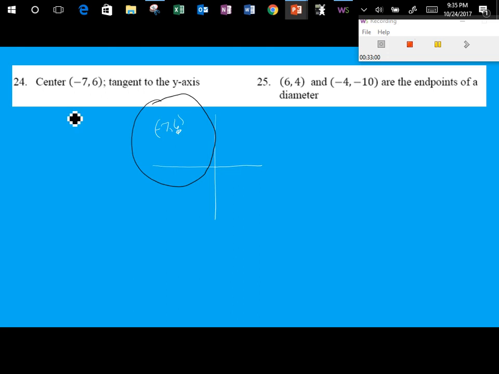Well, you already got part of your answer since you know the center. I'm going to have (x plus 7) squared plus (y minus 6) squared equals. Now, I've got to get the radius. So I need to figure out how far it is from there to there. Since that's parallel to the x-axis, it looks like it's going to have a distance of 7. Squared is 49. So there's the equation there.